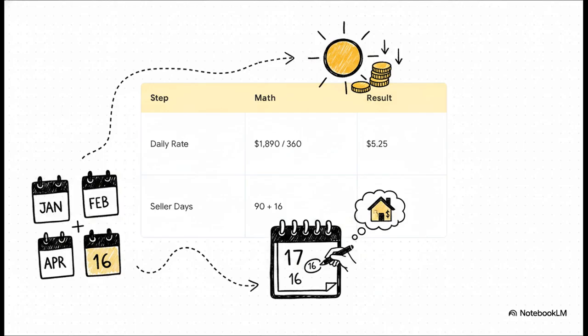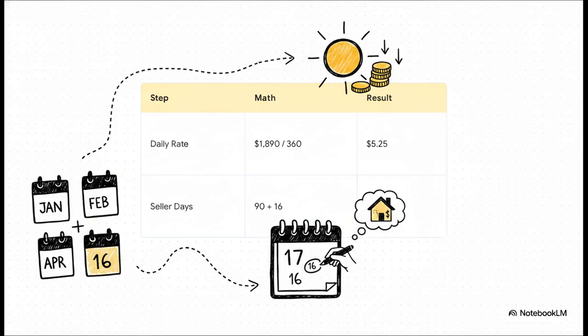Next, we've got to count up the seller's days. Remember our rule, 30 days in a month. So January, February, and March, that gives us 90 days right there. Now for April. Closing is the 17th, and our golden rule states the buyer owns the settlement date. Therefore, the seller only actually owned the property for the first 16 days of April.